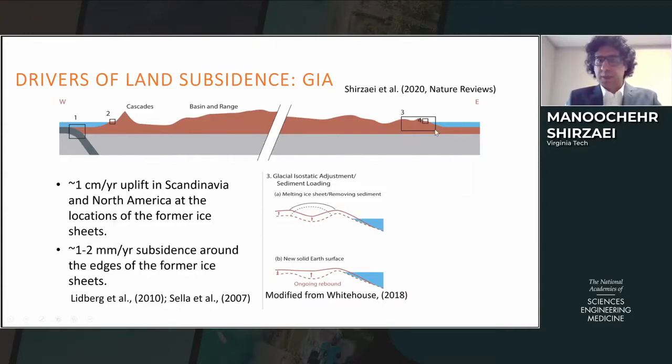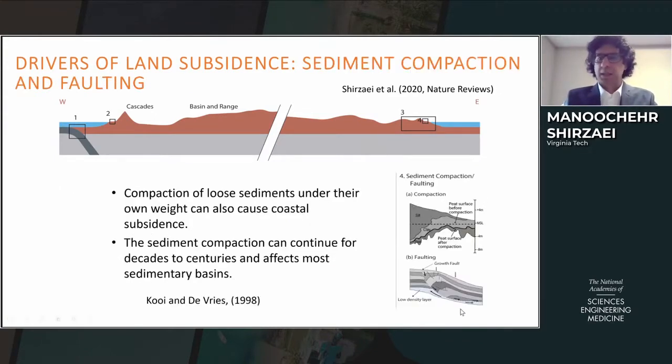The fourth process, which mostly concerns the basins, is the compaction of the sediment, but also a specific type of faulting that's called growth faulting. The compaction of the sediment is also very localized, but can impact a very broad area depending on the history of the sedimentation and thickness of the sediment.